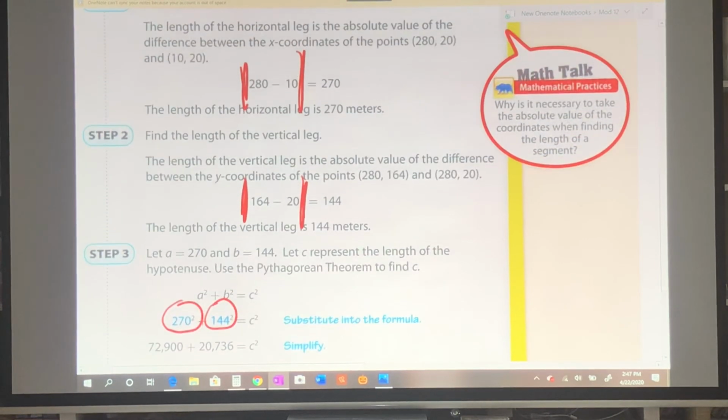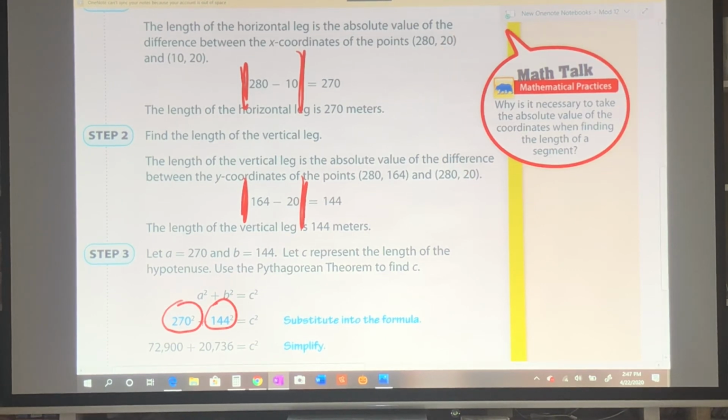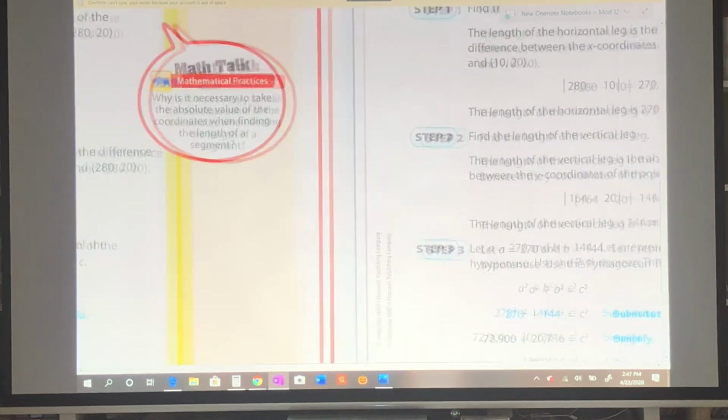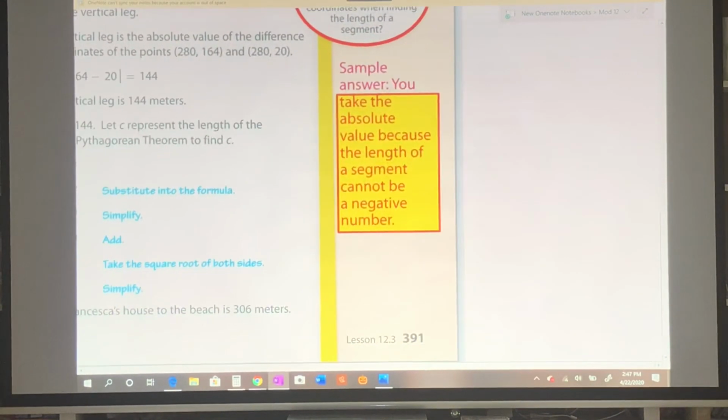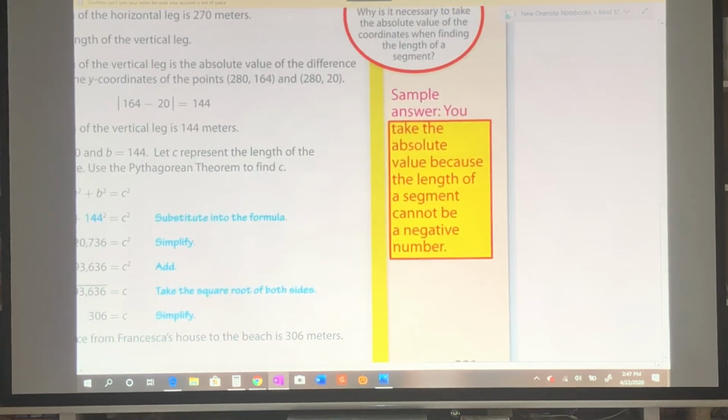And this problem here I was looking at this part here, the math talk, and it says, why is it necessary to take the absolute value of the coordinates when finding the length of a segment? And here's the reason. Take the absolute value because the length of a segment cannot be a negative number. How far is it from here to the beach house? It's negative 270 feet. Really? You're probably smoking your socks then, because that makes no sense whatsoever.